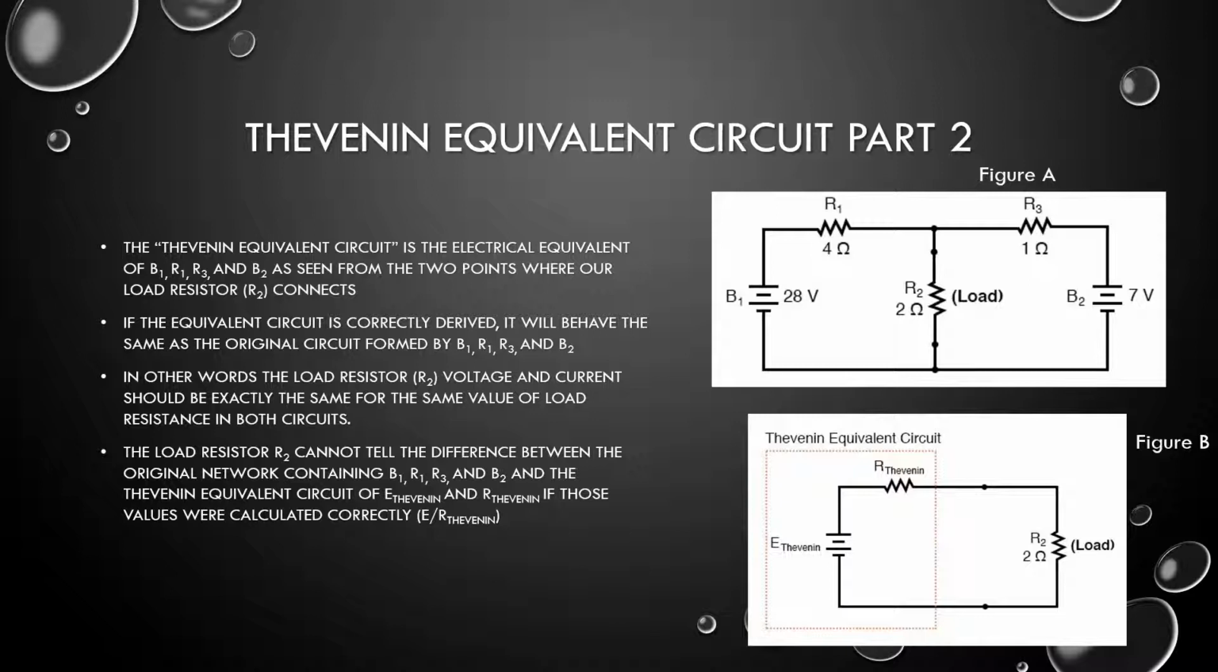Now, the load resistor R2 cannot tell the difference between the original network containing B1, R1, R3, and B2 and the Thevenin equivalent circuit of E Thevenin and R Thevenin if those values were correctly calculated. And as you can see there, E Thevenin and R Thevenin are written in the same way as R1, R2, and it's a good way to know that it has been simplified.